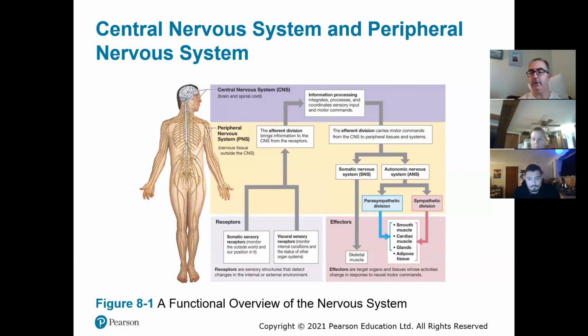Now, I said all your organs have a set of parasympathetic nerves and a set of sympathetic nerves going to them. You either activate all the sympathetic nerves or all the parasympathetic nerves. You can't activate sympathetic going to your heart, parasympathetic going to your digestive system, and sympathetic going to your lungs. It's either all sympathetic or all parasympathetic, all one or all the other.